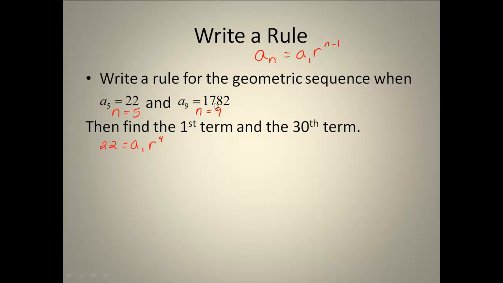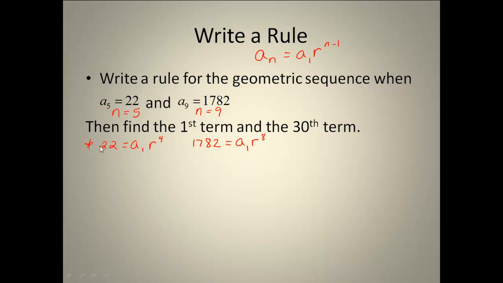So then I have to use my second term and set up a second equation. That way I can make a system of two equations for two variables. So my second one, I have 1782 equals a sub 1 times r, and this time it'll be raised to the 8th power because 9 minus 1 is 8. Now I have two equations with the same two variables in them. I'm going to use substitution in order to solve this.